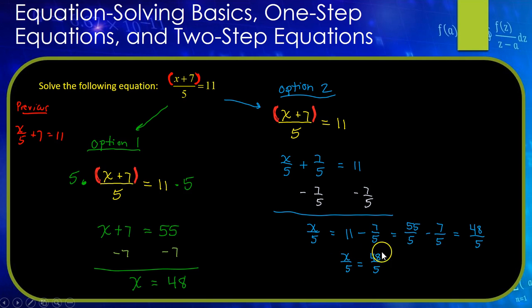I can see that x would have to be 48, but just to finish it more systematically, I multiply both sides by 5. That would cause the divisions of 5 and the multiplications of 5 to cancel out on both sides. And I do get that x equals 48 again.